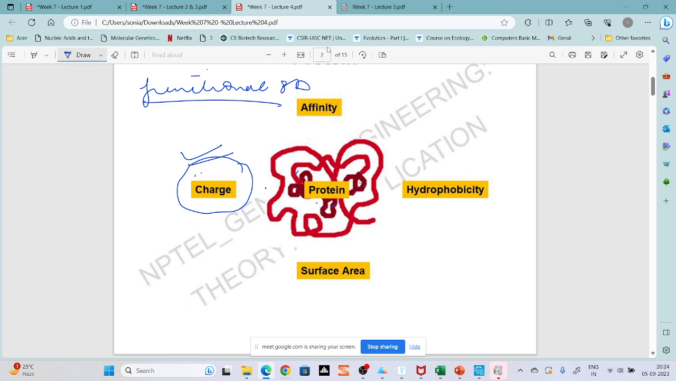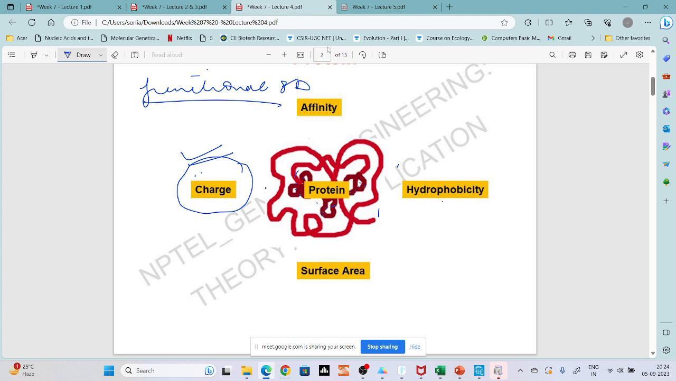So this hydrophobicity is exploited. What is done is that these hydrophobic amino acids interact with the matrix, and then you can separate the proteins. So this is your hydrophobicity.